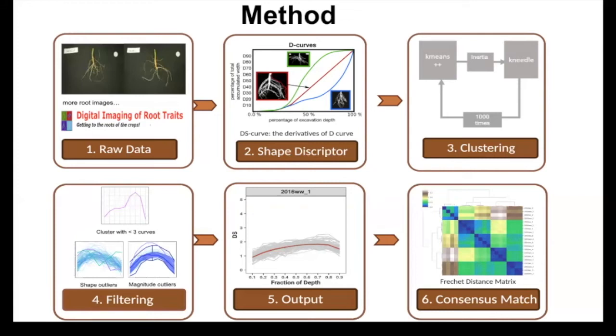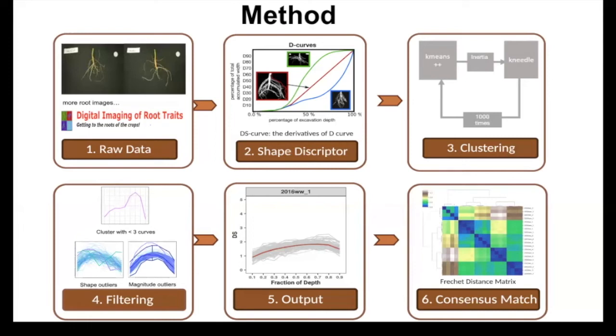Third, we combine the k-means++ clustering algorithm with the Liddell algorithm to determine the optimal number of clusters. Then we simulate this process 1,000 times to get the best quality clustering result. Following that, we filter out clusters with fewer than 3 curves, shape outliers, and magnitude outliers. Step 5 shows one example of a root architecture type after filtering.